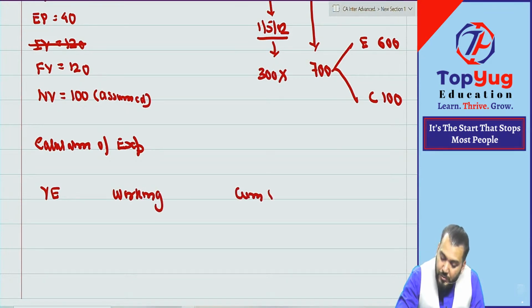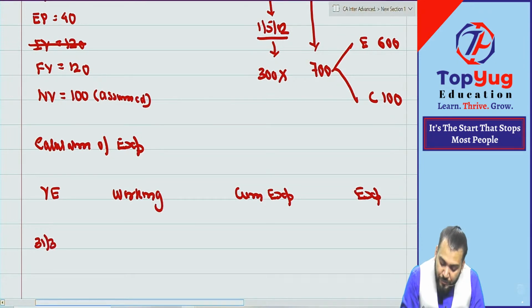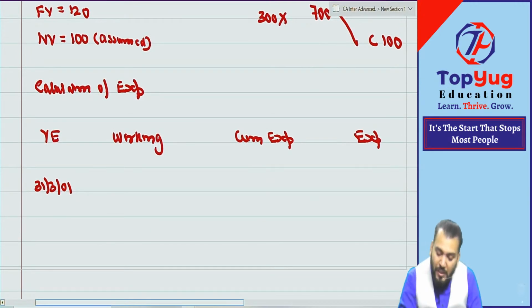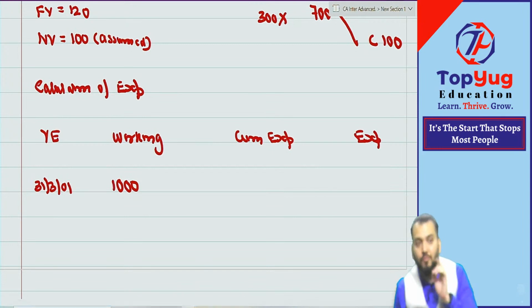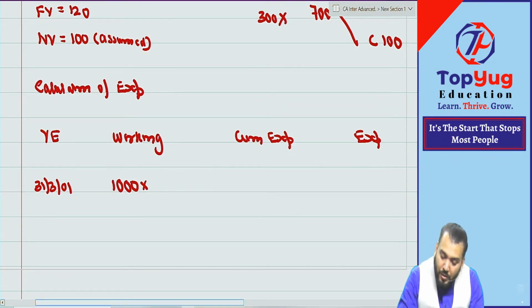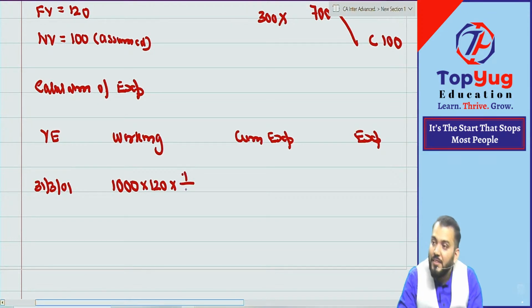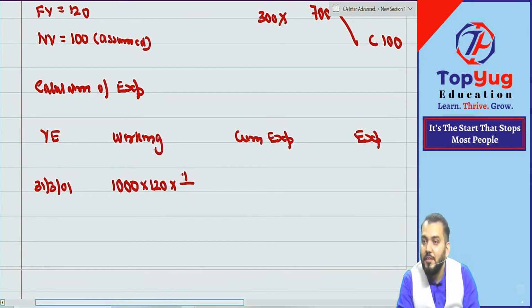Cumulative expense, and expense. Correct? The first year end, 31st March 2001. But how many options will we take? 1000 only. Why? Because the cancellation part was not known at that date. Correct? So 1000 into what? 120 into what? 1 by 2.5. Anyone done 1 by 3?